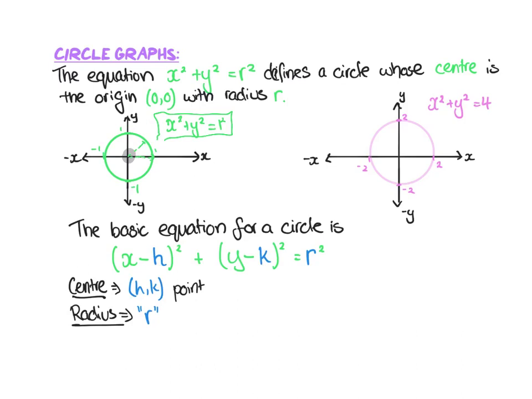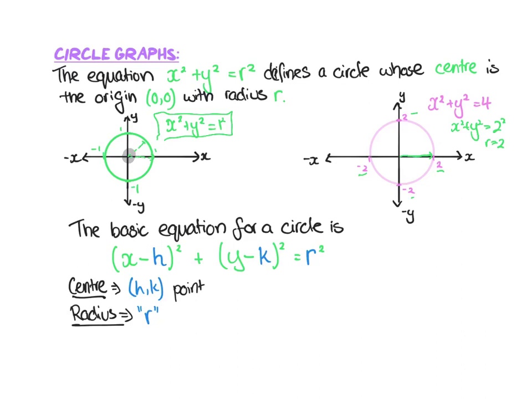So over in the pink, when we've got over here, x squared plus y squared equals 4. So you could write that as x squared plus y squared equals 2 squared. So therefore the radius would equal 2. So we see the 2s out there if you extend from the center outwards.